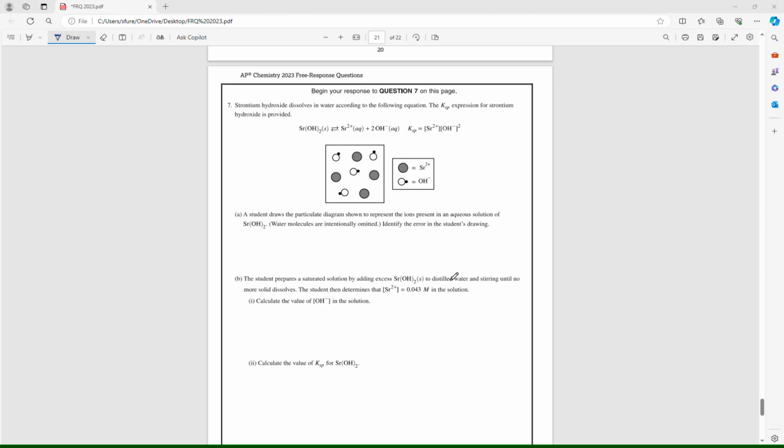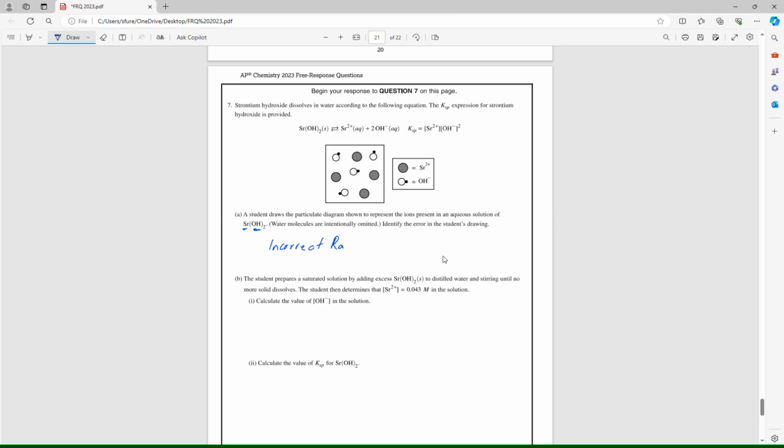Okay, number 7, final question. The student draws a particular diagram shown to represent the ions present in an aqueous solution of Sr(OH)2. So 1 Sr for every 2 OHs. What is the error in the student's drawing? So let's see, 1, 2, 3, 4 Sr's, 1, 2, 3, 4 OHs. But the ratio should be 1 to 2, so incorrect ratio.